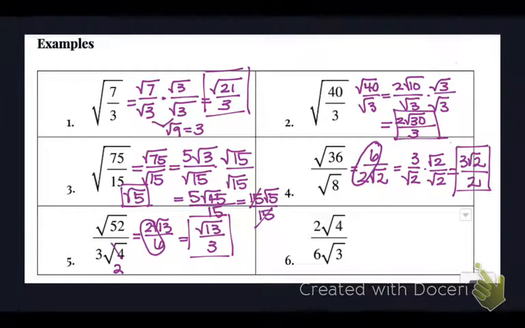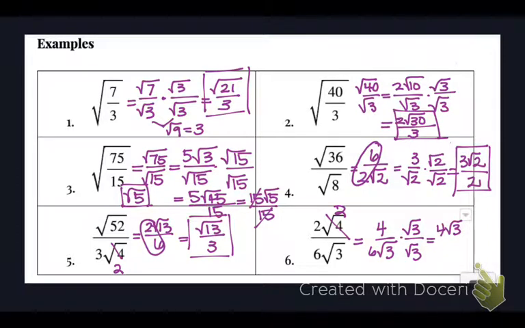All right, number 6, the last one, the square root of 4. That's a perfect square. It's 2. 2 times 2 is 4. 6 radical 3 can't be simplified, but I don't want the radical. So again, whatever radical is in the denominator, multiply by itself over itself. So 4 radical 3, because I can't multiply the constant by the radical. And then in the denominator, the square root of 3 times the square root of 3 is square root of 9, which is 3. 3 get multiplied by the 6, which is 18.